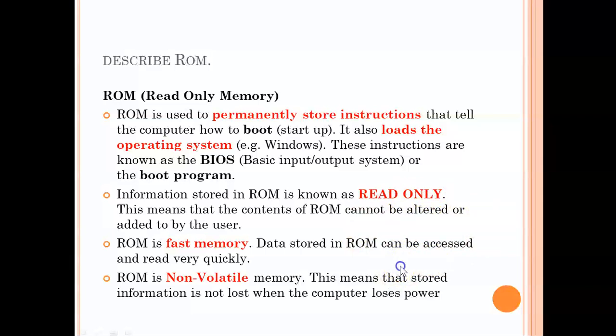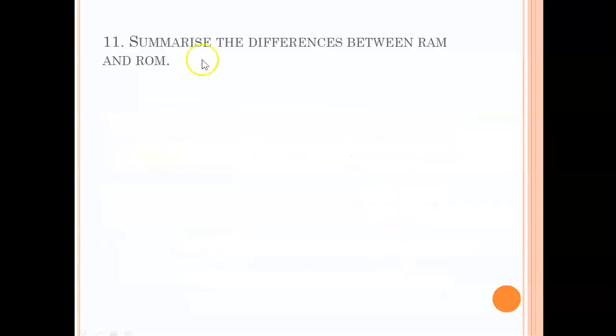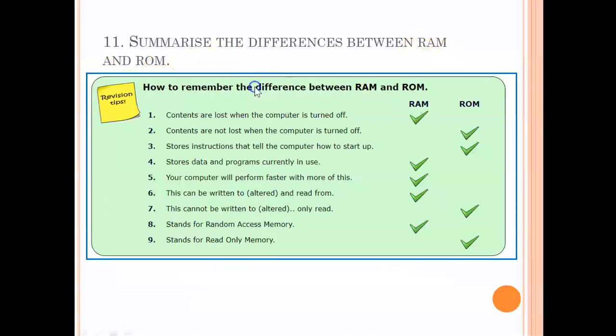And a little summary on the next page. Summarize the differences between RAM and ROM. This is the last slide, so you can see what they have here. Number 1, contents are lost when the computer is turned off. Yes, that only applies to RAM. Contents are not lost when the computer is turned off. That's ROM.